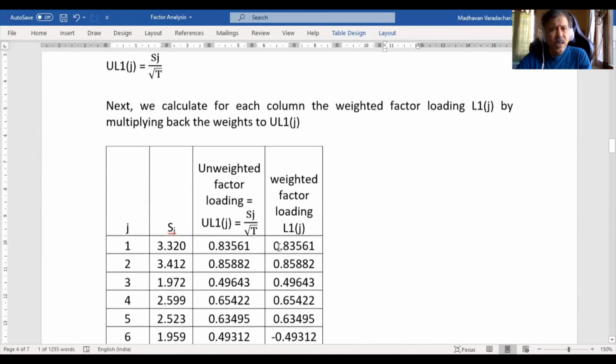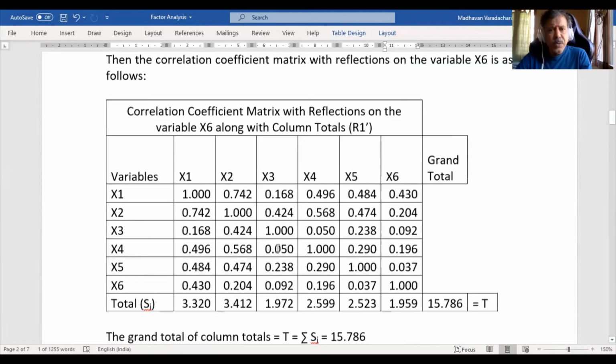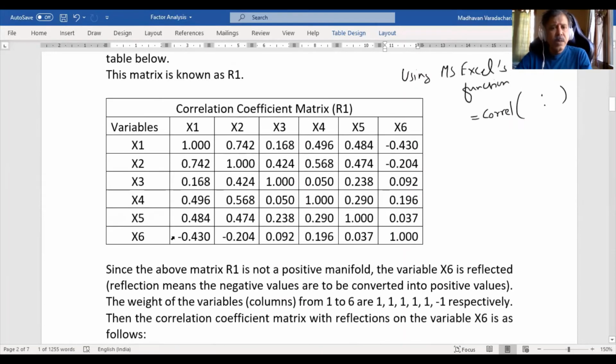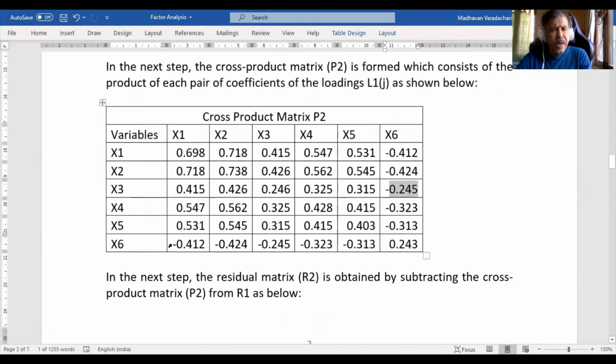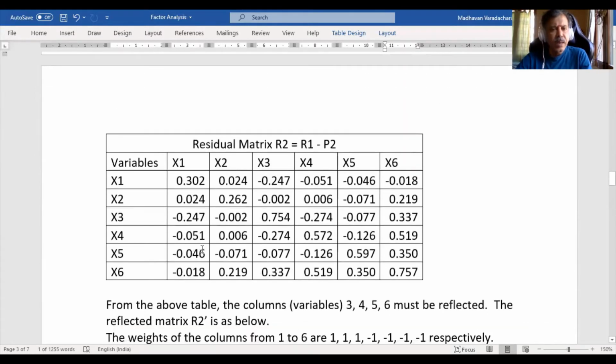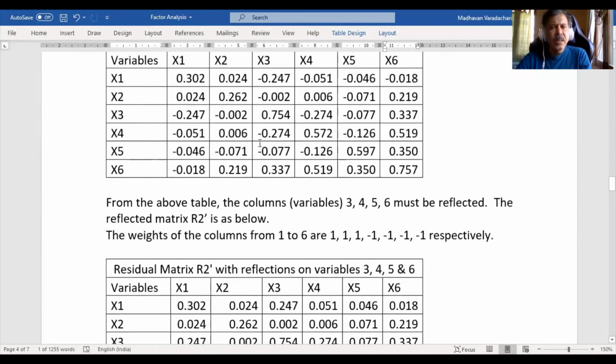Let me choose some value. Let me choose this value, negative 0.430, this position, that is sixth row and first column. Negative 0.430 minus 0.412. Minus of minus becomes plus. So you end up with negative 0.018. Now you have to do the same thing for all the values, R1 minus P2. It is nothing but a matrix subtraction that we are doing.